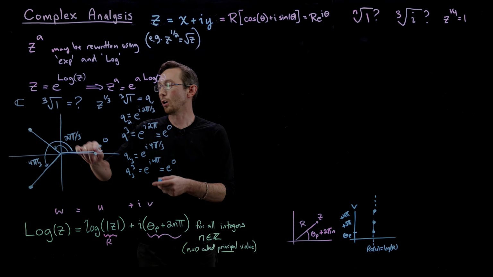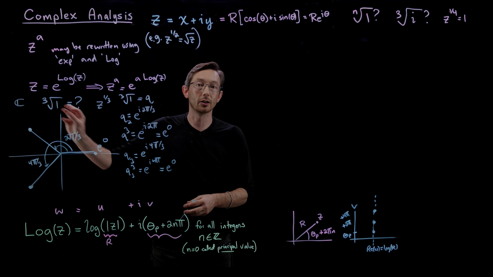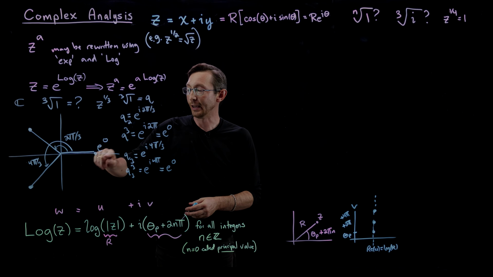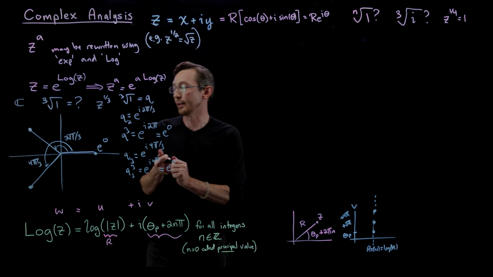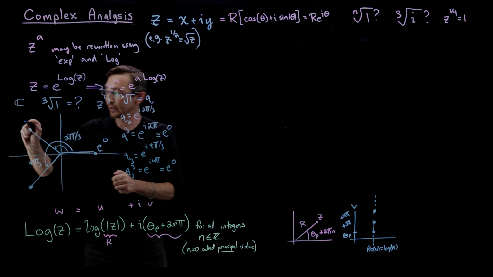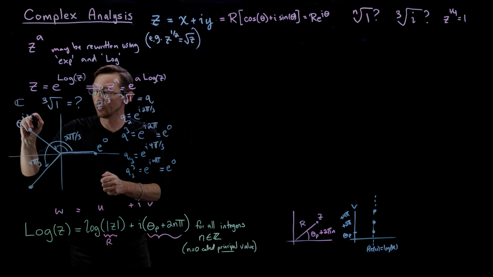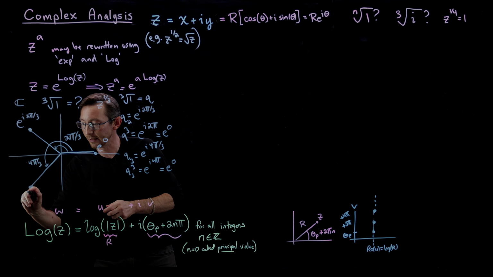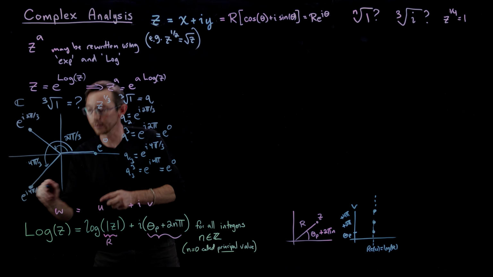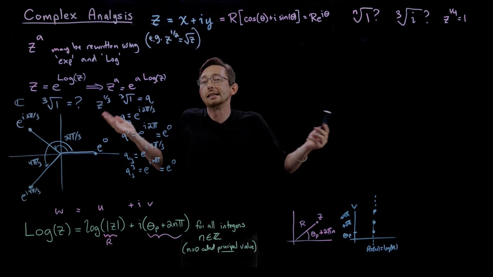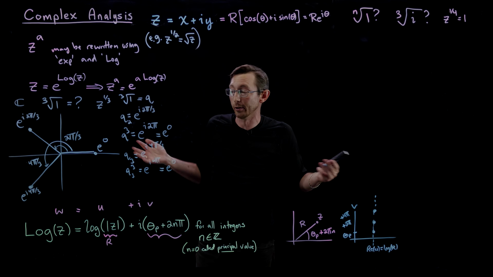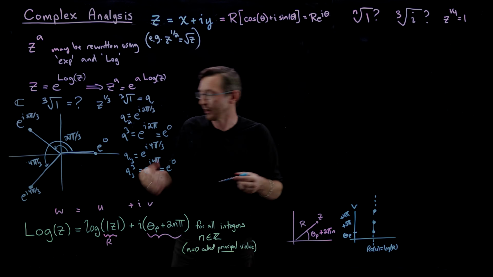So these are all totally valid cubed roots of 1. I can have e to the 0, e to the, let's write this very explicitly, e to the i 2 pi thirds, that's this point. This is e to the i 4 pi thirds. Now you might think, well, why isn't there a fourth cubed root of 1? Why can't I do this again?